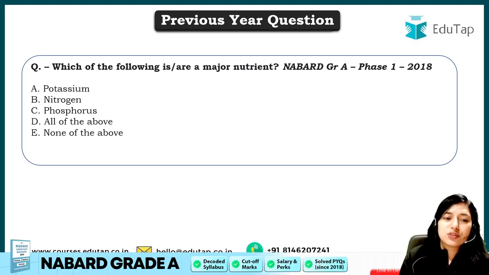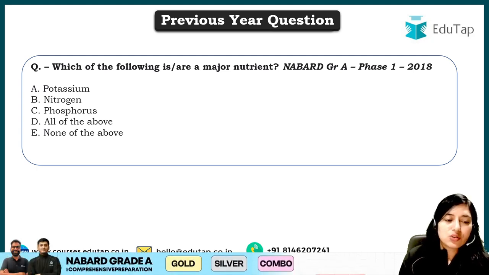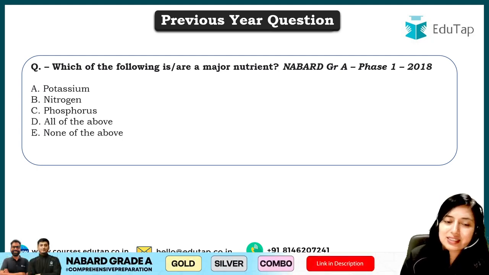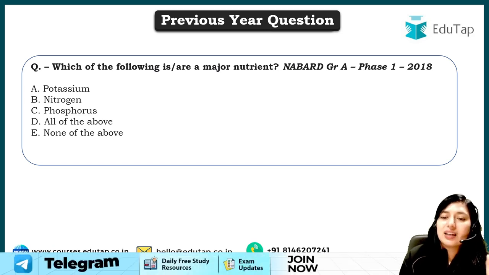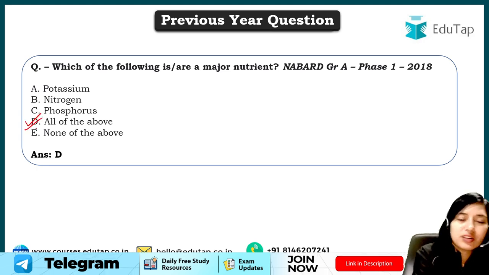So the question is, which of the following is a major nutrient? It is talking about macronutrient, right? So options are potassium, nitrogen, phosphorus, all of the above, none of the above, and we have discussed that NPK are your major nutrients or macronutrients. So answer will be all of the above, right?